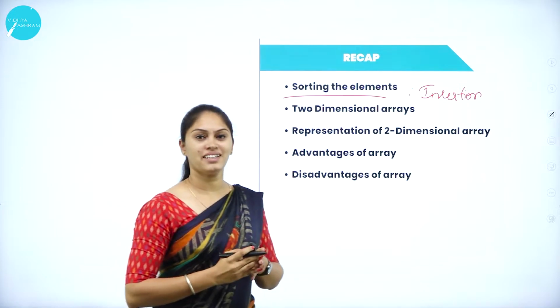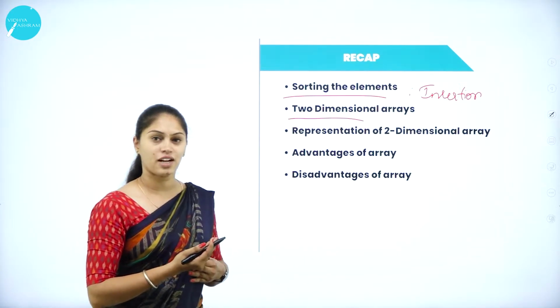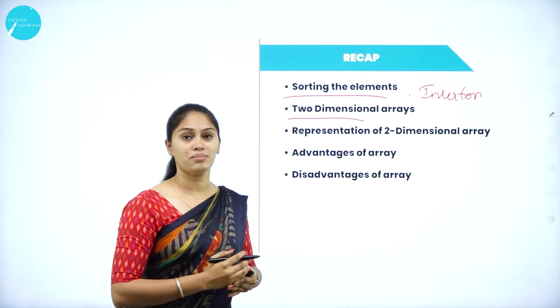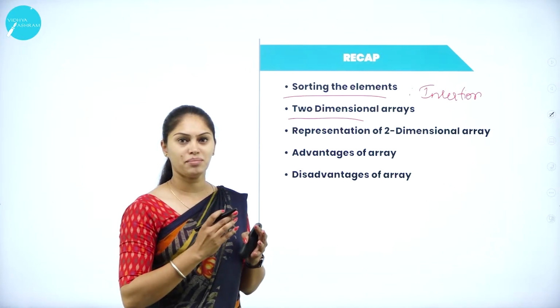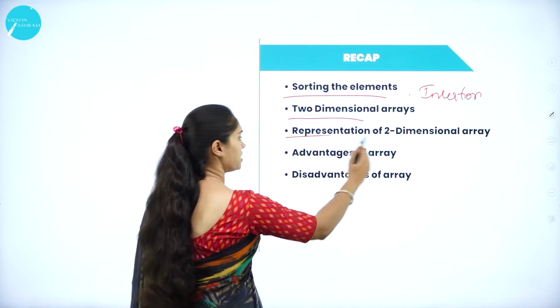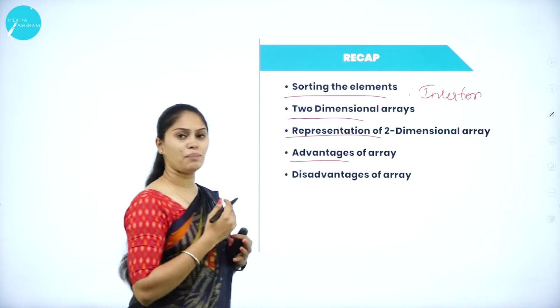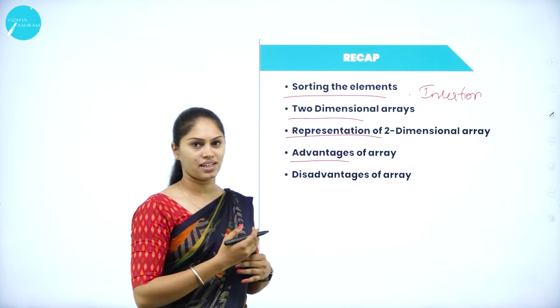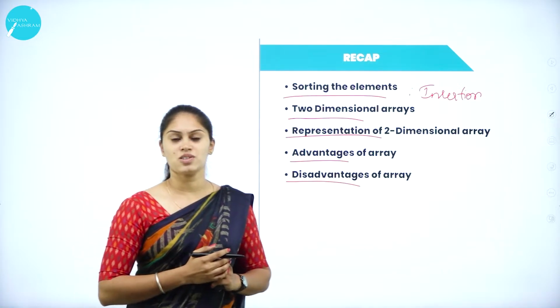And also we had a discussion regarding what is a two-dimensional array, and how we are going to represent that two-dimensional array. It can be either row major method or a column major method. That is regarding the representation of a two-dimensional array. And also I have discussed what are the applications of an array, where we are going to use the arrays, and what are the advantages we have. Along with that I have discussed the disadvantages of an array.